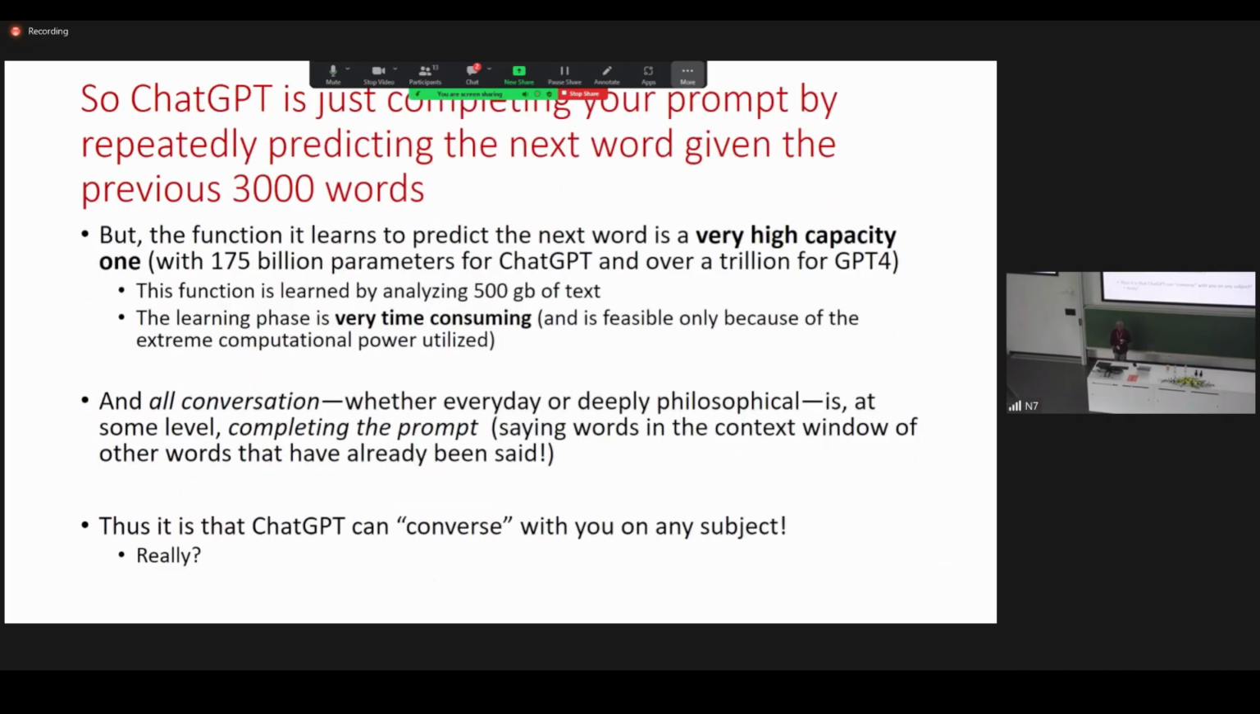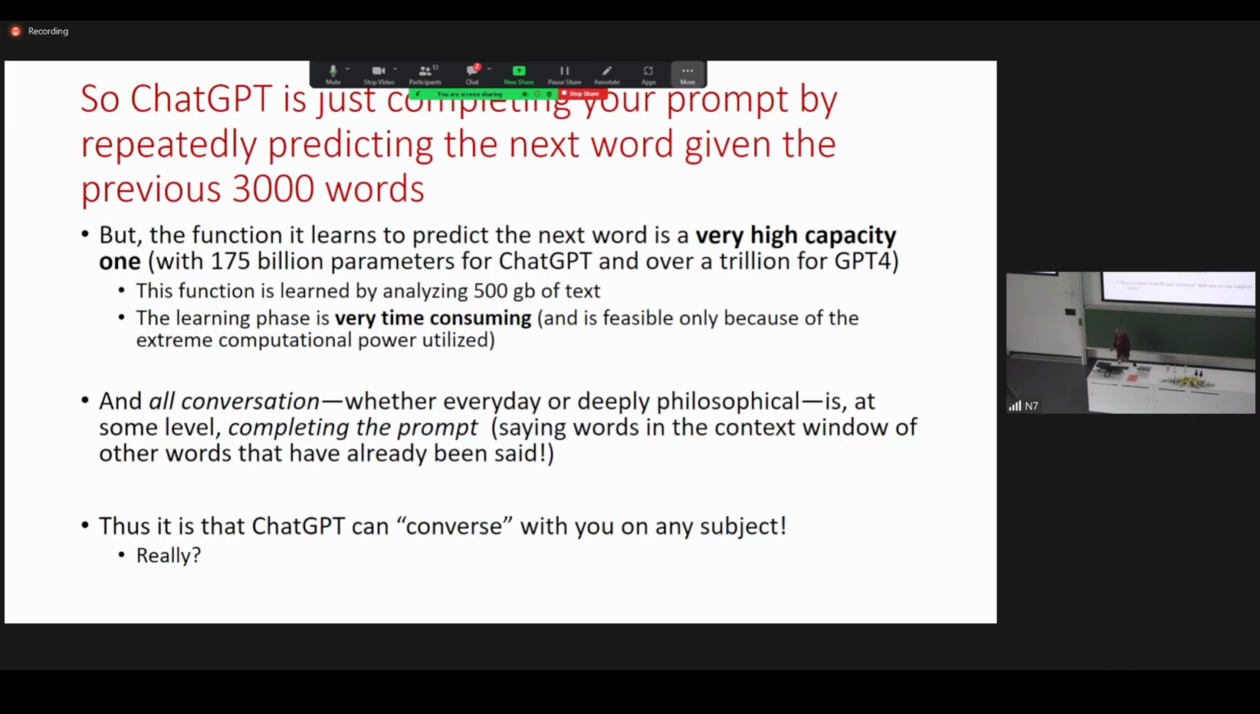Okay, so ChatGPT is completing your prompt by repeatedly predicting the next word given the previous 3,000 words, but the function it learns to predict is this high capacity function. And then the interesting part is, when we're talking to each other, I tell you a whole bunch of blah, blah, blah, and then you say something, blah, blah, blah. I mean, each of these blah is a vocabulary item. And then we are continuing. So from an outsider's perspective, conversation is essentially completing in the context of previously spoken words. And the bigger the context window, the more interesting the conversation will start sounding.